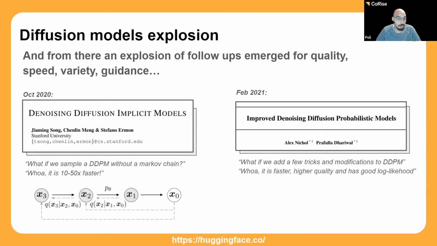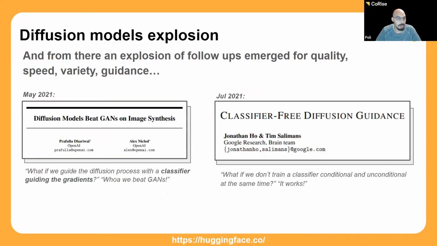We had, well, what if we sampled the DDPM without the Markov chain? And this is the DDIM. And they found out this could be 10 to 15 times faster. Then they asked what happens if they added a few tricks and modifications to the DDPM. It was faster and had the same quality. Then OpenAI released this paper that got famous at the time because it had a very bold title, which was Diffusion Models Beat GANs on Image Synthesis, where essentially they asked, what if we guide the diffusion process with a classifier guiding the gradients, and that beat GANs on most of the use cases.